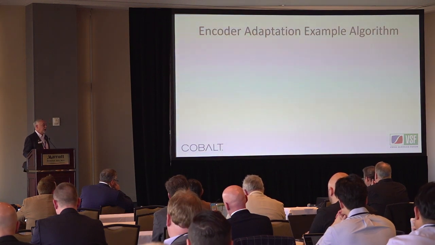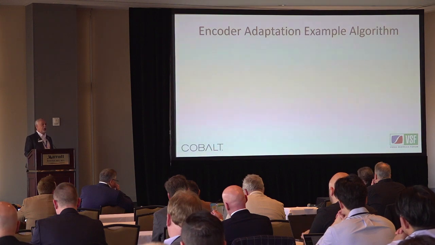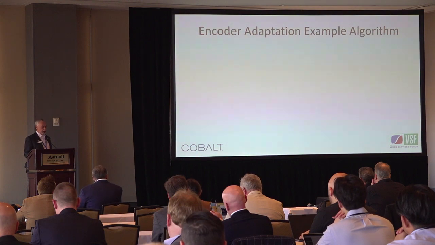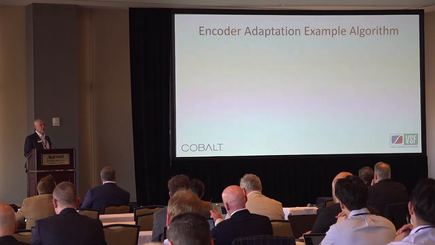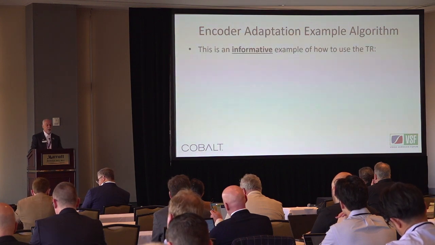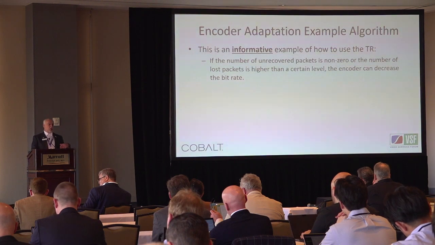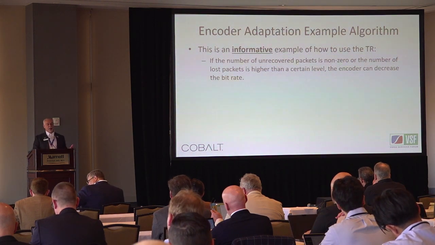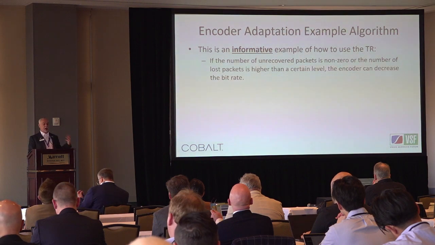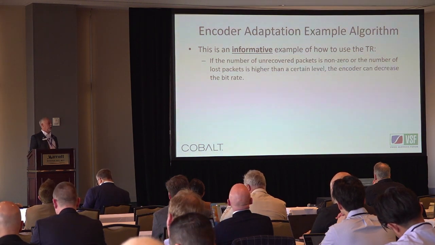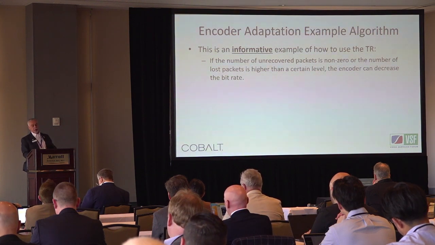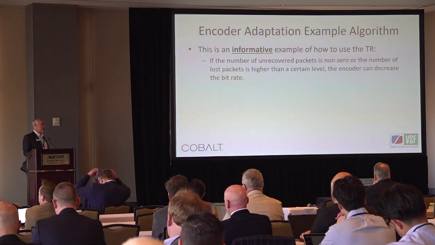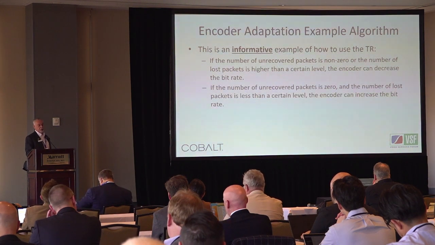All right, I said that the TR does not include the encoder adaptation, but it includes an example. That's an informative section. What we did in the TR is just to put the mechanism to convey the information. So it's informative. For example, you may implement it this way. If your number of unrecovered packets is non-zero, meaning you couldn't recover some packet, or the number of lost packets is higher than a certain level, the encoder will decrease the bit rate. So decreasing is easy. How do you increase?